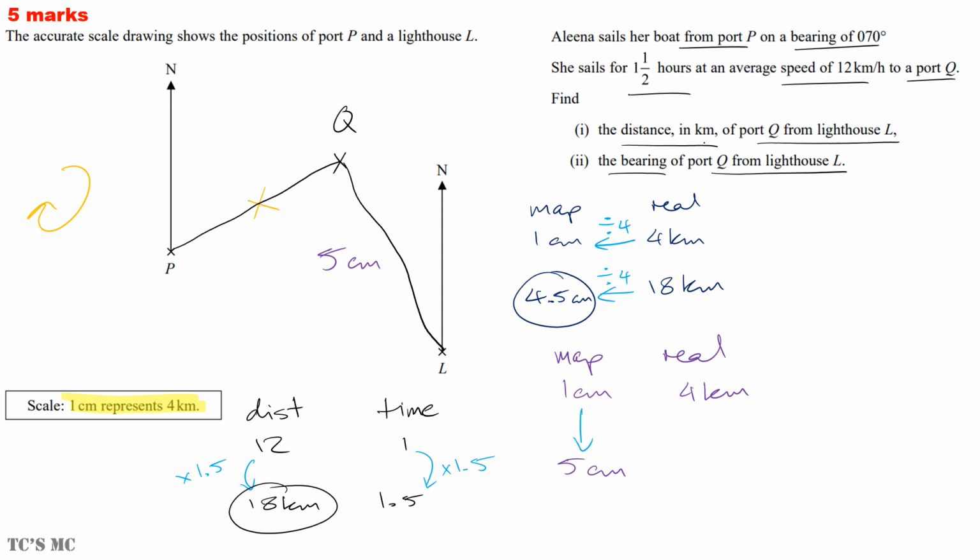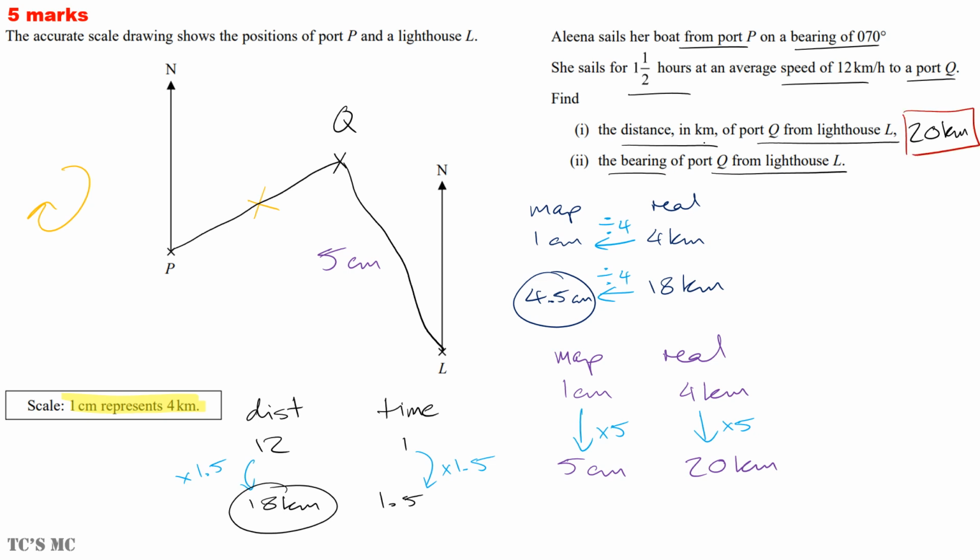1 to 5, we need to multiply by 5. Do the same on the other side. 4 multiplied by 5 is 20 kilometers. So the distance between Q and L is 20 kilometers, and that is our 4th mark.